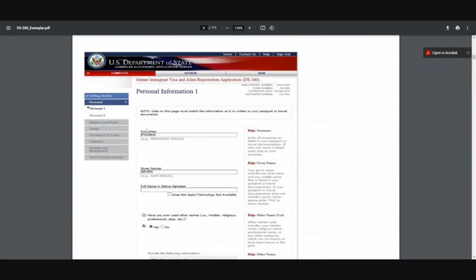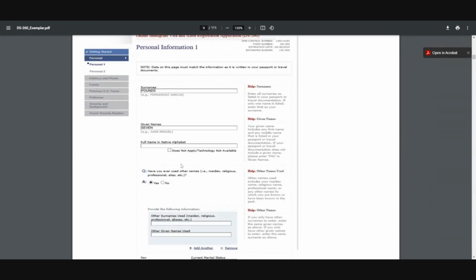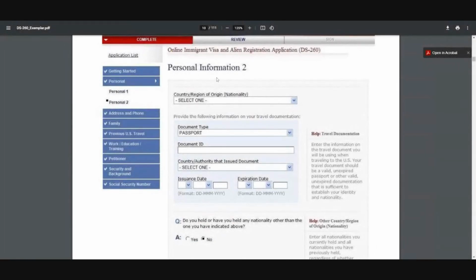Now we go on. This is the same thing that we have talked about. Like I said, it keeps on repeating itself. Now let's go to personal information 2. Now this is what if you have a spouse. If you have a spouse, now this is where you put their information.